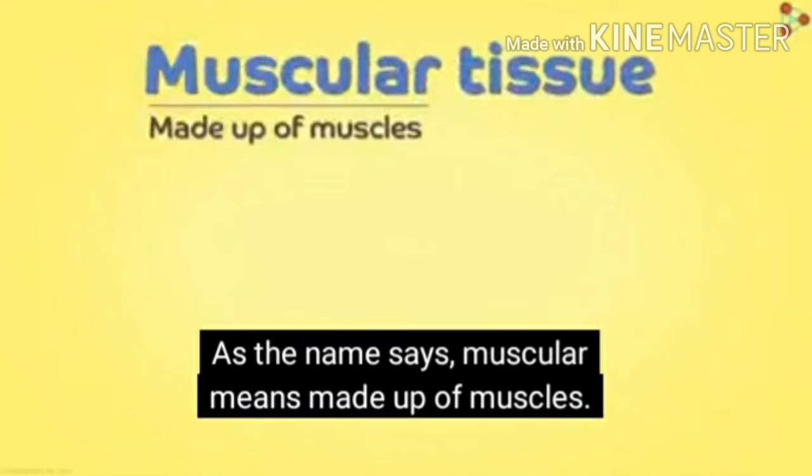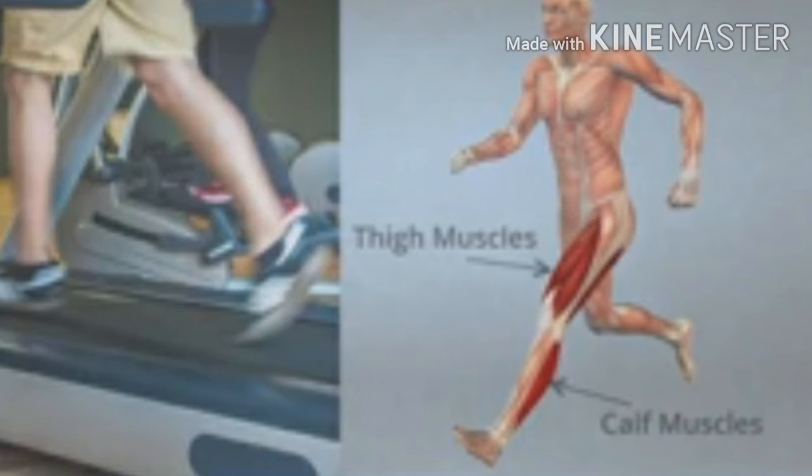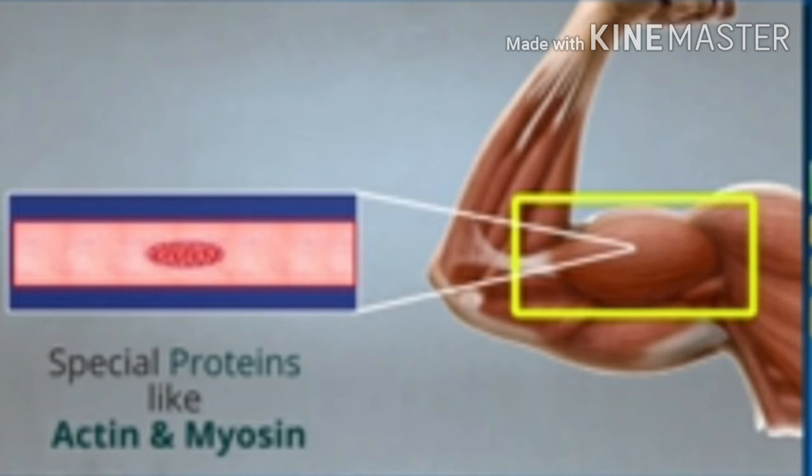Today's topic is muscular tissue. Muscle is equal to movement. For any movement of our body, our muscles have a very important role to play. As you can see in this picture, a person is running and doing the exercise. In every work there is an involvement of what?